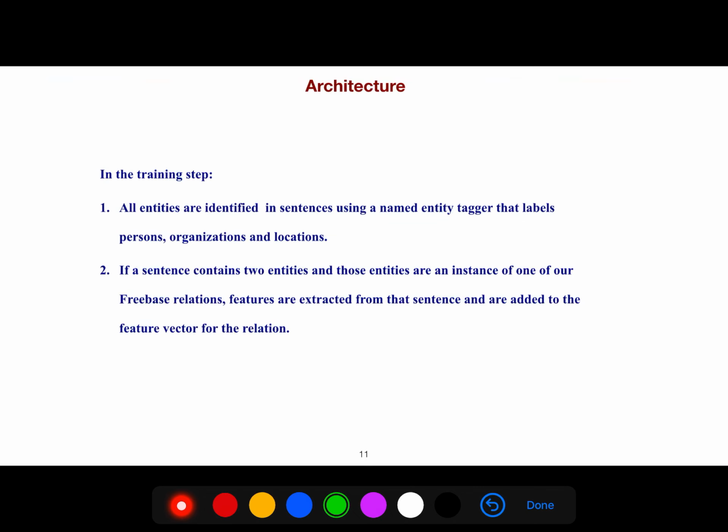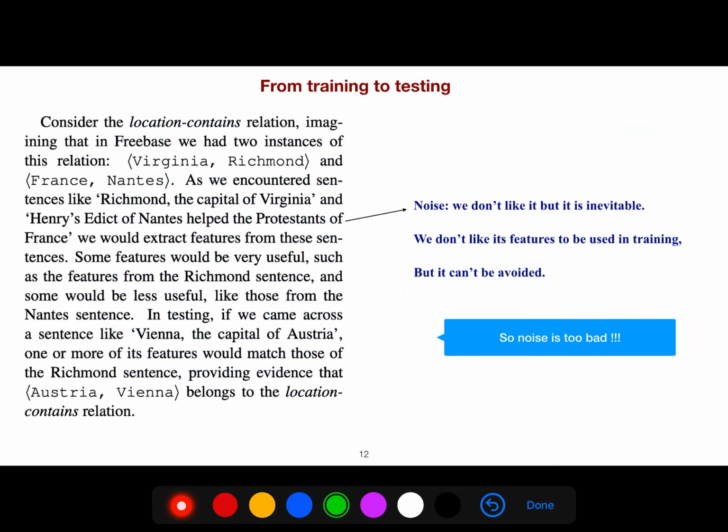The architecture in this article has two steps. In step one, all entities are identified in your text. If a sentence contains two entities, and those entities are an instance of one of our Freebase relations, features are extracted from that sentence and added to the feature vector for the relation.